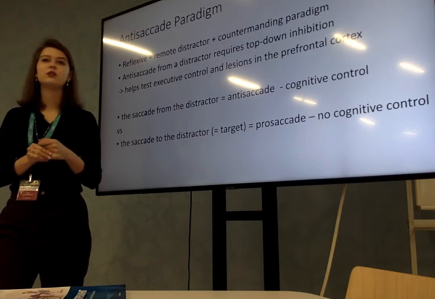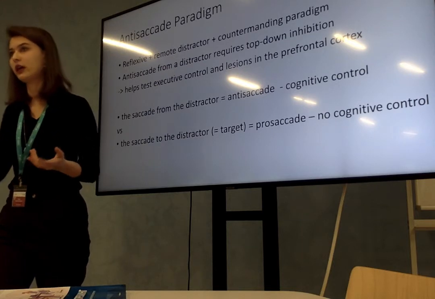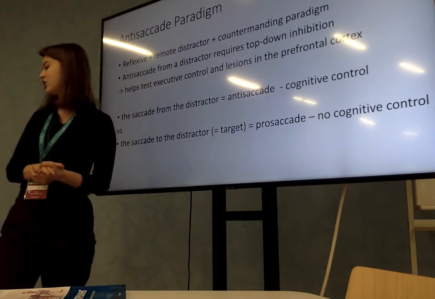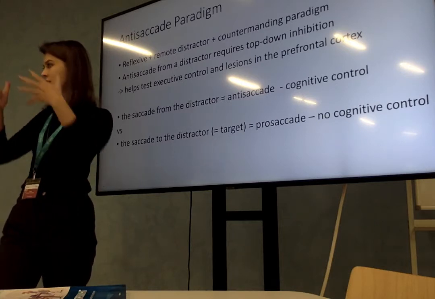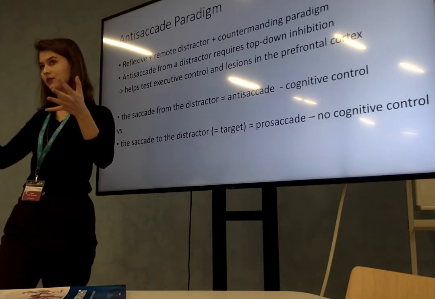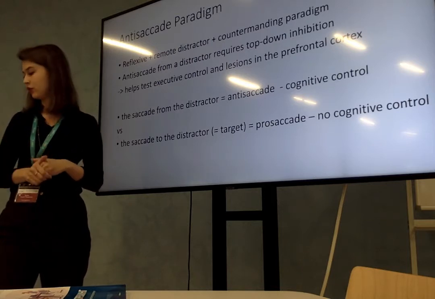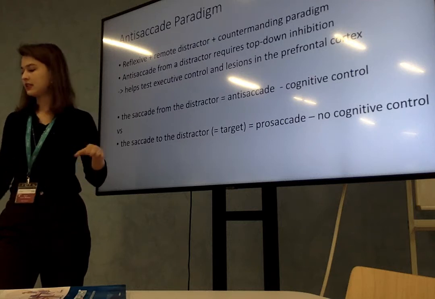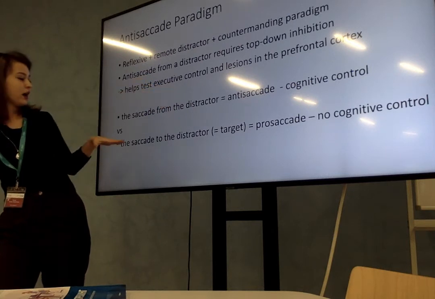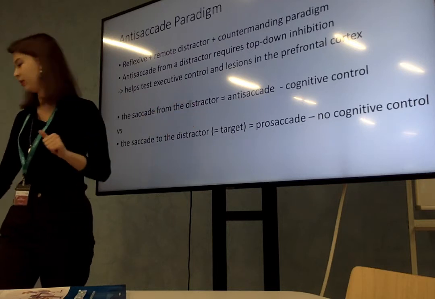And this antisaccade from a distractor requires inhibition, our inner command of the brain not to look. It helps to test executive control and lesions in the prefrontal cortex. Basically, prefrontal cortex, the cortex of the brain. And it helps to test how well we actually perform this control. And once again, the saccade from the distractor is called antisaccade, and it requires cognitive control, while saccade to the distractor or the target is called prosaccade, and there is no cognitive control.